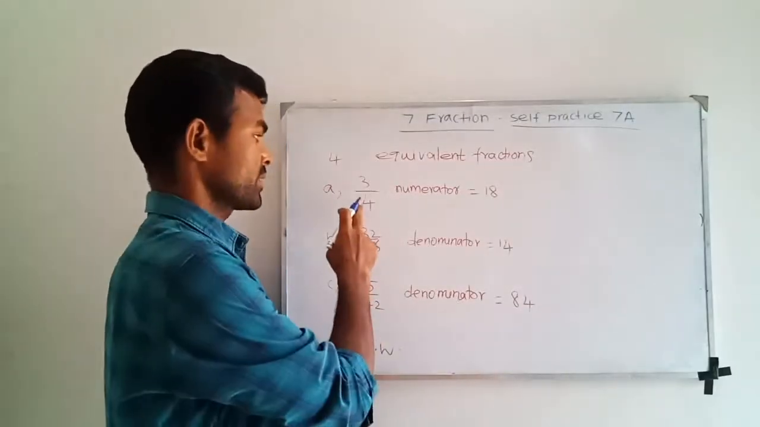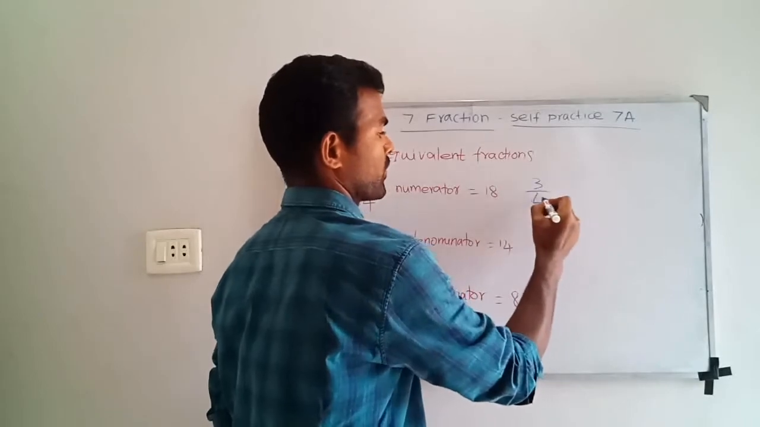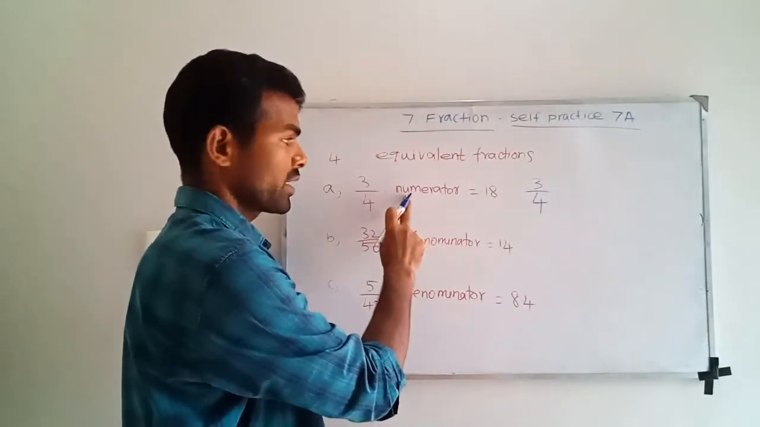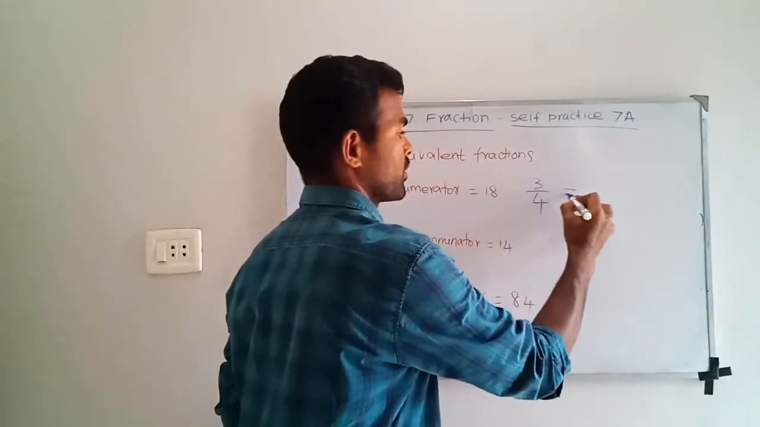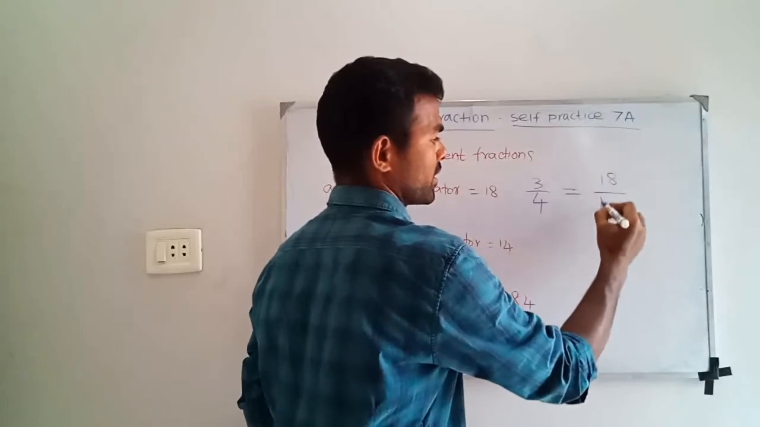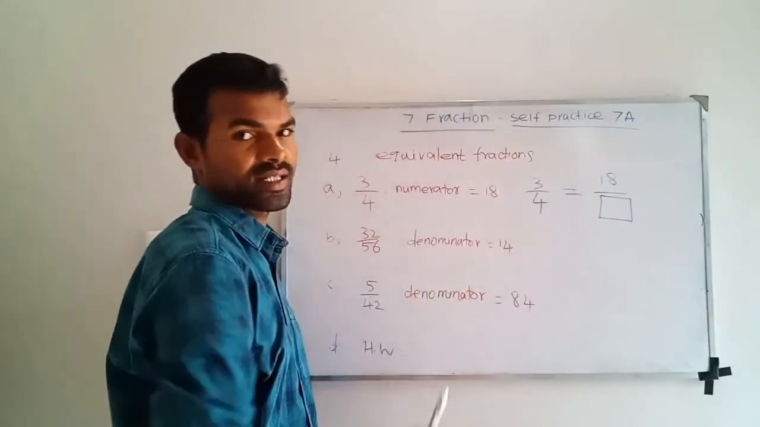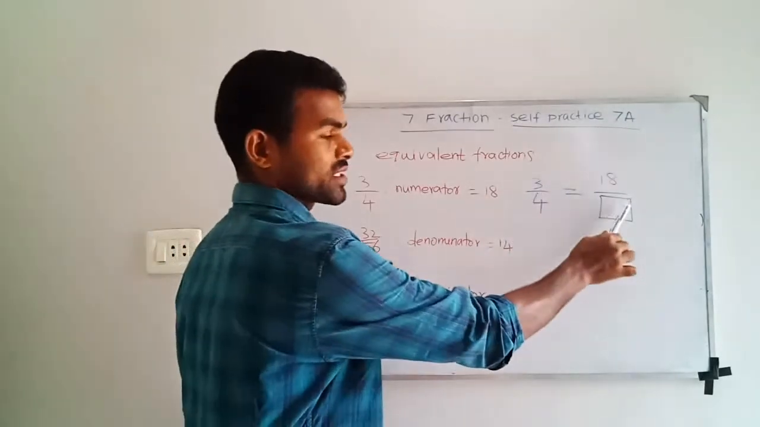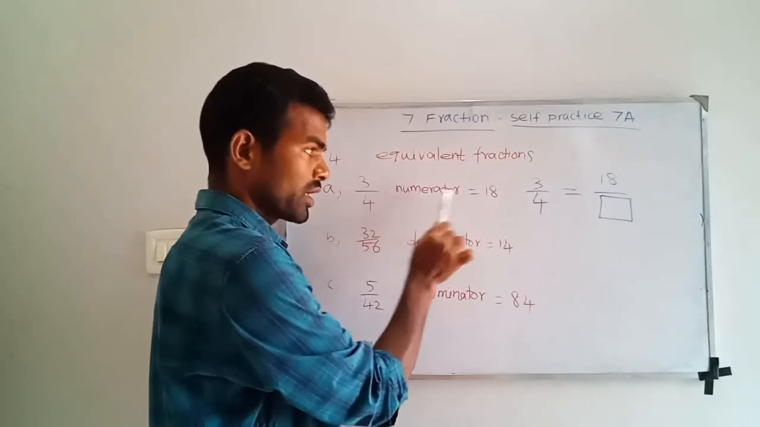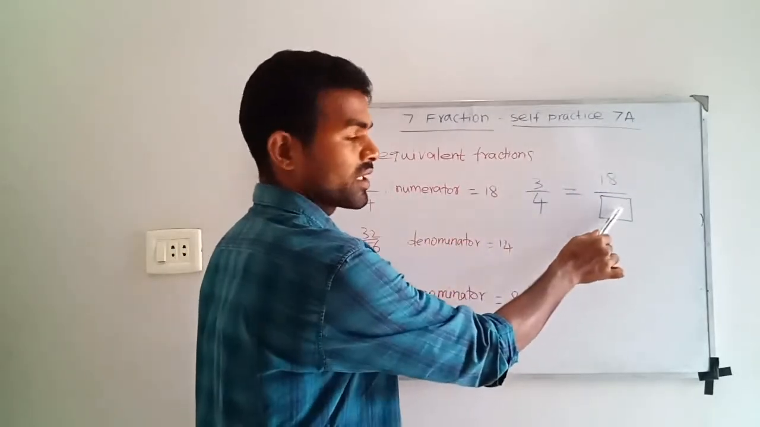Now let us take this question 3 by 4. Yes. And the numerator how much? Numerator is 18. Yes. And we have to find the denominator. This is the equivalent fraction. For this equal fraction you have to find. So they have given numerator 18. So 18 we have written in the numerator. So we have to find the denominator.